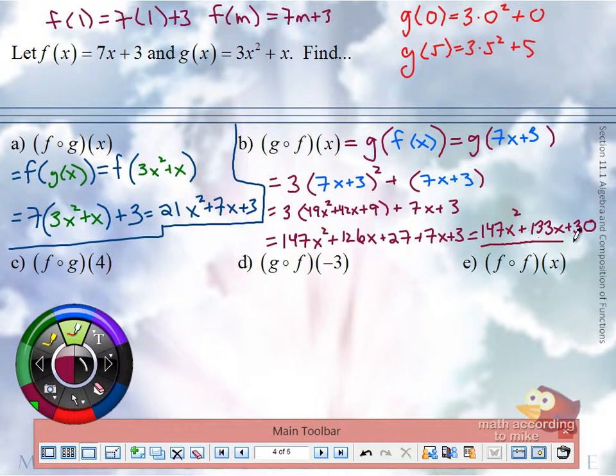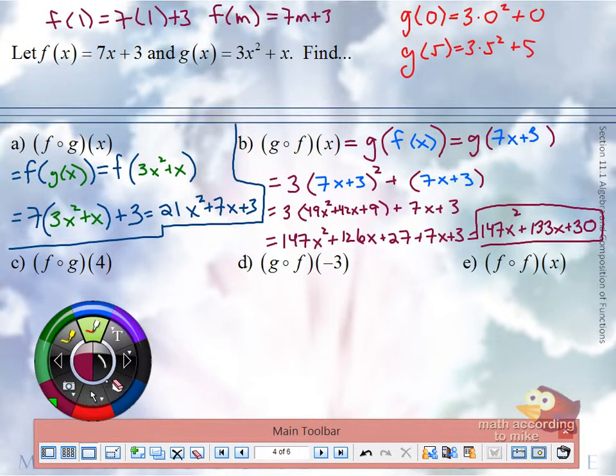So you created a new function, g circle f, 147x squared plus 133x plus 30. Did we get the same answer as in part A? No. So notice that f circle g does not equal g circle f. So what property does composition fail? Meaning that you can't switch the order around.